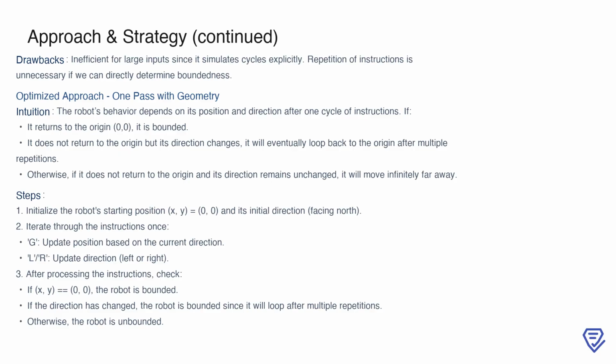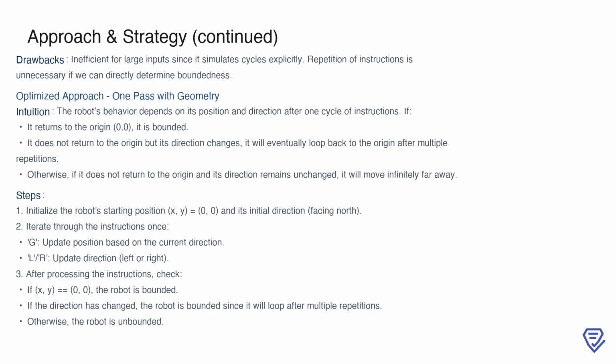Specifically, if the robot returns to the origin at the end of one cycle, it is clearly bounded. Alternatively, if it doesn't return to the origin but its direction has changed, it will eventually loop back to the origin after multiple repetitions. However, if the robot neither returns to the origin nor changes direction, it will continue moving infinitely away, which means it is unbounded.